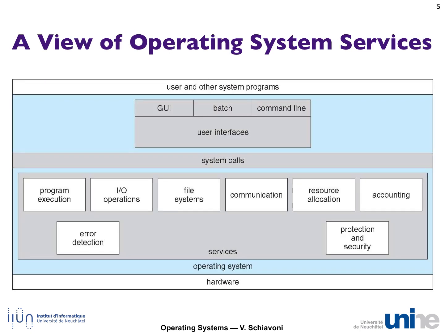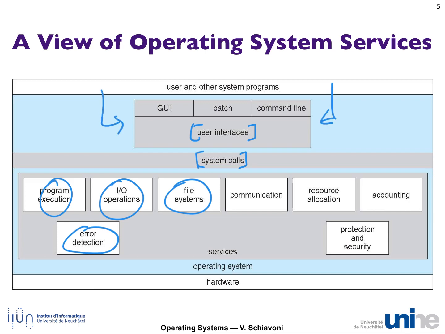In this drawing, we see a view of the operating system services. The services that we mentioned before are here. We see program execution, I/O operations, file system management, and of course, also execution and termination of processes, which could be here in error detection. As you see, those services sit below the system calls. We will see what they are. And above everything, we have the user interfaces that we mentioned before. Those services are used by the user and other system programs.